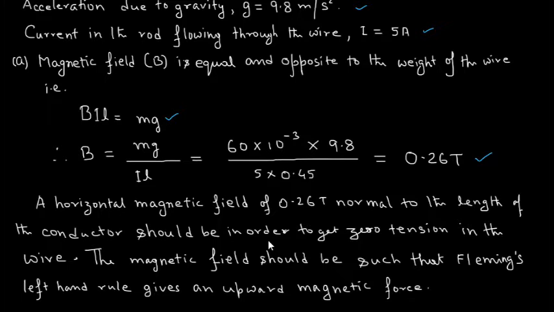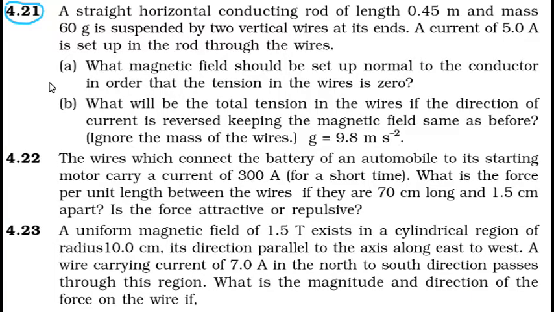The horizontal magnetic field of 0.26 T normal to the length of the conductor should be applied in order to get zero tension in the wire. The magnetic field should be such that Fleming's left-hand rule gives an upward magnetic force. Let us see the B part of the question.